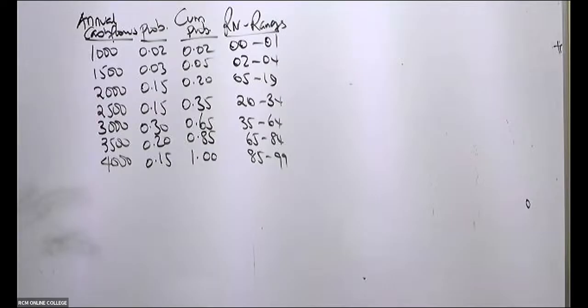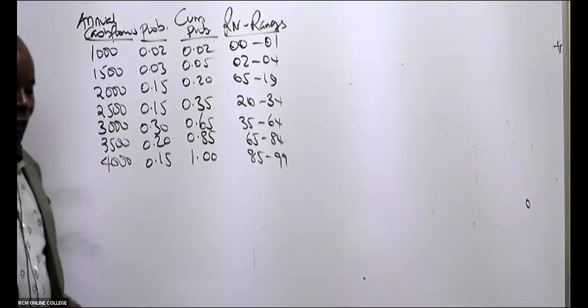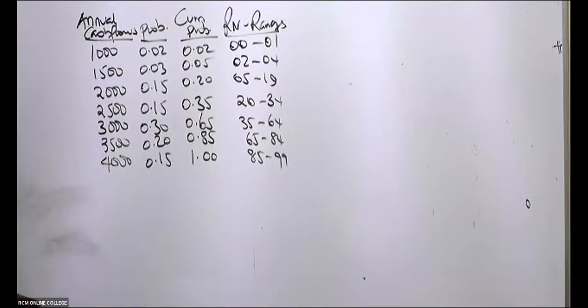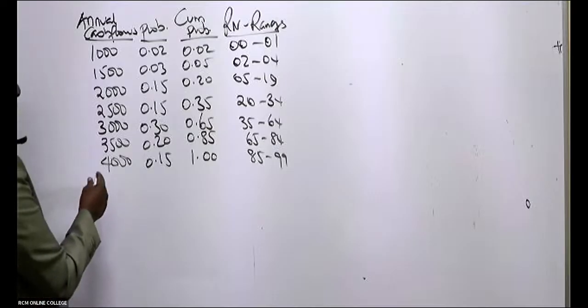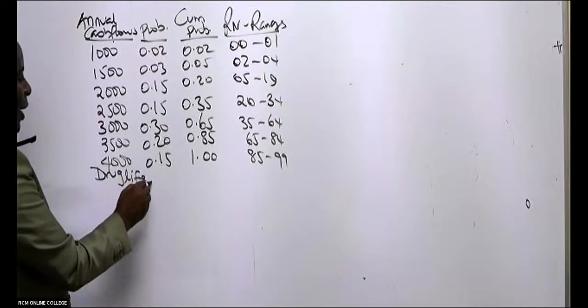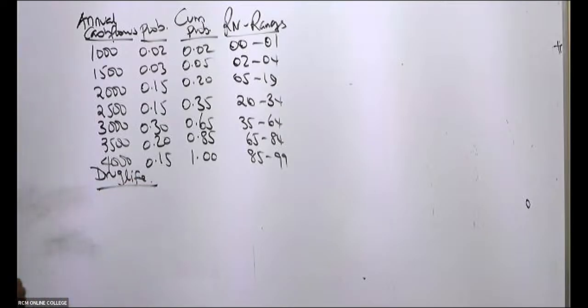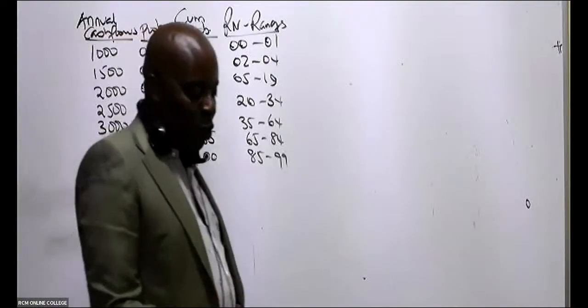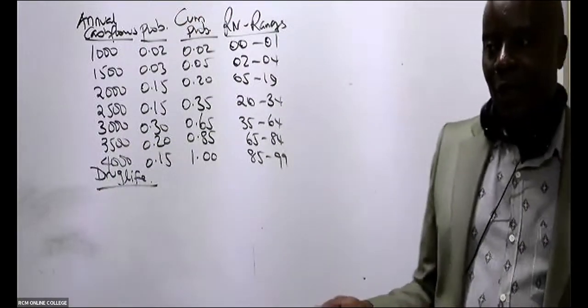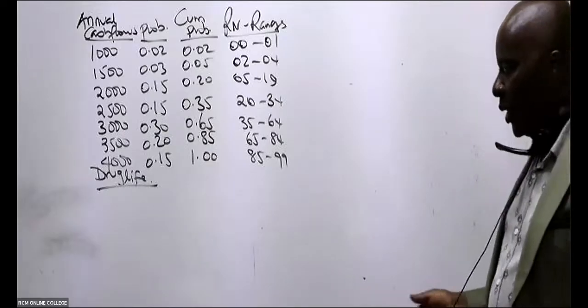So that is the first variable, which is influencing. So from there, ladies and gentlemen, go ahead and give us the drug life. This is another independent variable. So you bring drug life, and then of course you give us cumulative probabilities, which you will be able to ascertain from the probabilities given, and then you give us random number ranges.